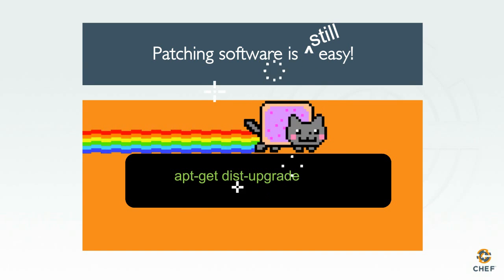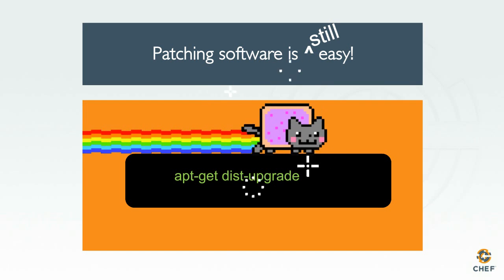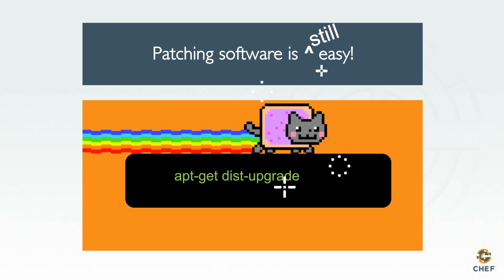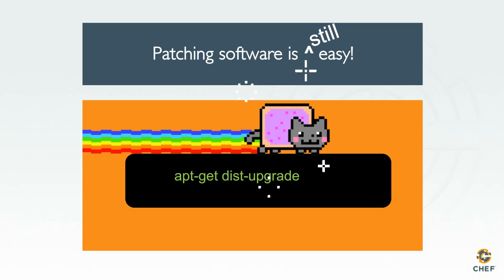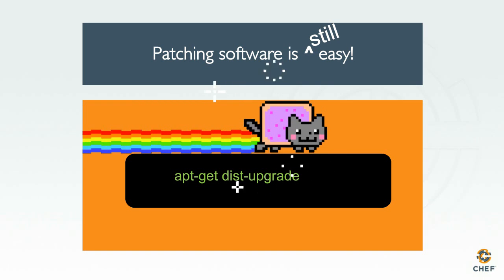The trick isn't necessarily to find something less scary to run than, say, an apt-get dist-upgrade. It's to figure out why a command that already does what we need it to do is scary to us and figure out how to make it less scary. And that's where Chef Automate comes in.